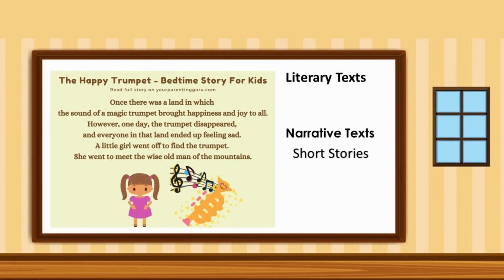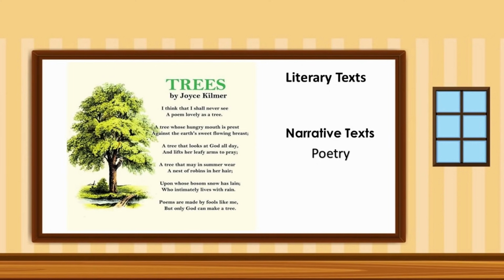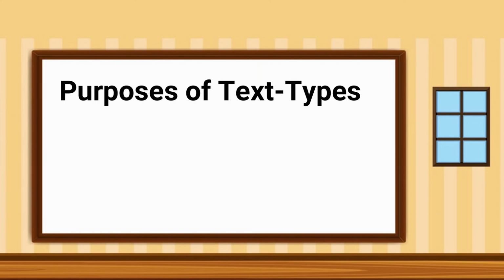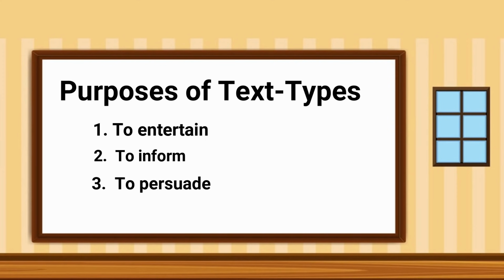Narrative texts, short stories. The Happy Trumpet, bedtime story for kids. And the last one is narrative text, poetry. Example, Trees by Joyce Kilmer. Writers choose appropriate text type to match their purpose of writing. There are three purposes of text types. First is to entertain, second is to inform, and third is to persuade.